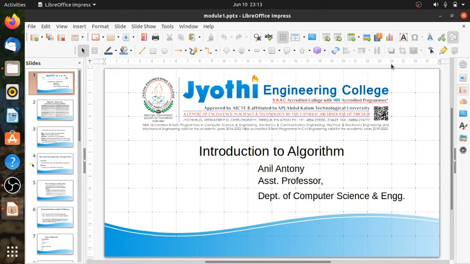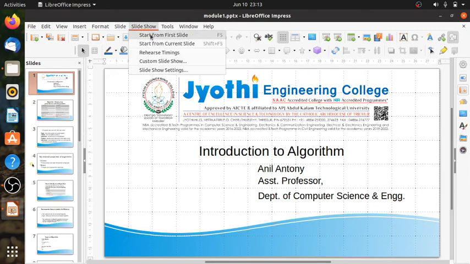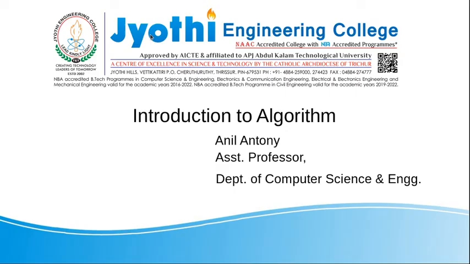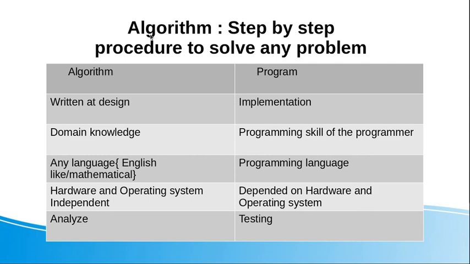Here I am going to discuss the topic Introduction to Algorithm. So, what is an algorithm? An algorithm is a step-by-step procedure to solve any problem. Then we will discuss the difference between algorithm and program. The program also has the same definition: a step-by-step procedure to solve any problem. So, what is the difference between these two?